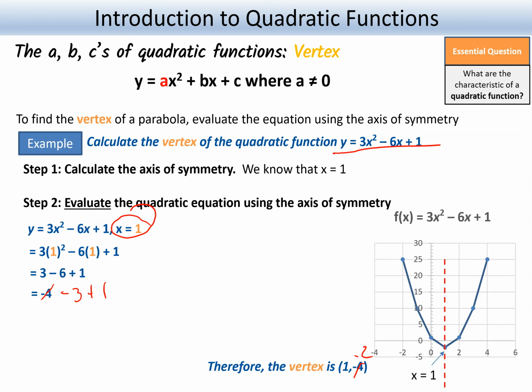Okay, so we're going to stop right there. We've talked about 3 characteristics: concave up or concave down, axis of symmetry, and vertex, and we'll wrap it up in the next video.